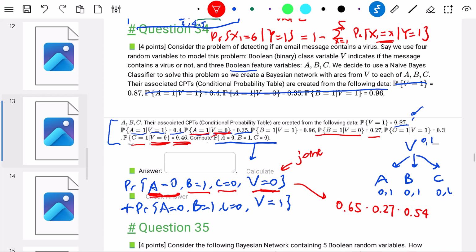So now we have the first term, and then we just add the other term. That term is A is 0 given V is 1, so it's 0.6. And then the second term is 0.96, we just copy that because B is 1. And the last one is C is 0 given V is 1, so it's 0.7.